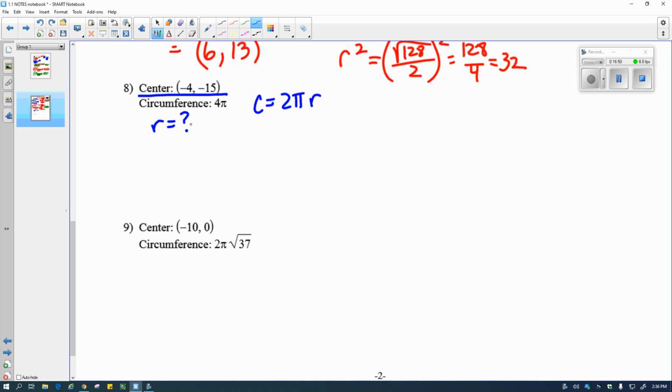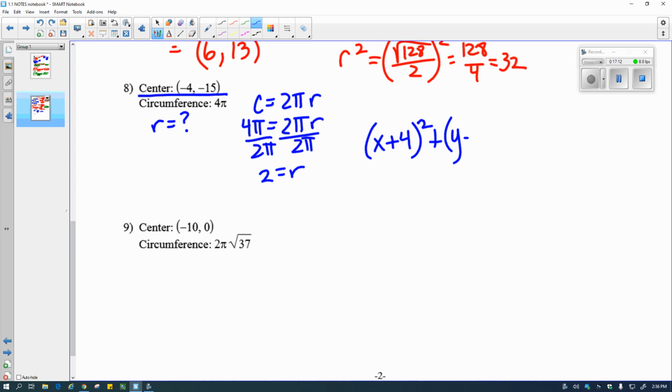If the circumference is 4 pi, that means 4 pi is equal to 2 pi r. I can just do a little algebra and divide the 2 pi out. 4 pi divided by 2 pi is 2. That means my radius is 2. And so I have the center, x minus negative 4 quantity squared plus y minus negative 15 quantity squared gives me r squared. Don't forget that I have to square it. I've got to get r squared, and so my answer there is 4.